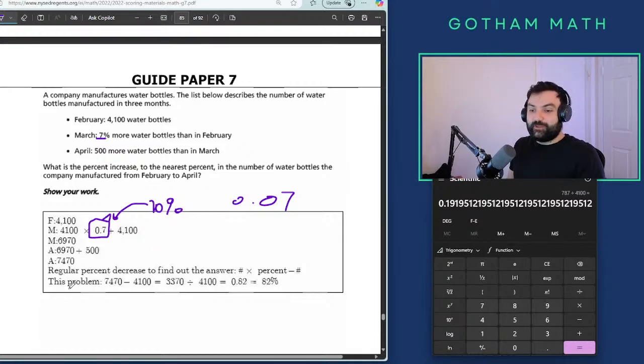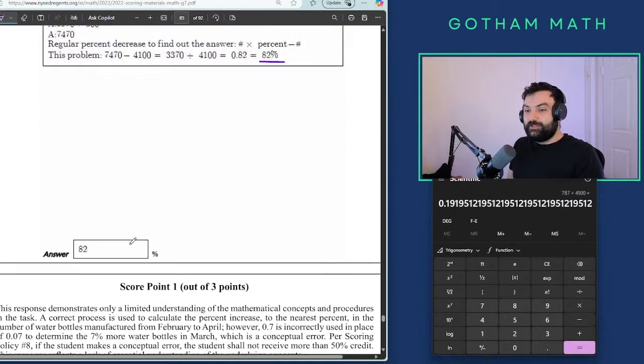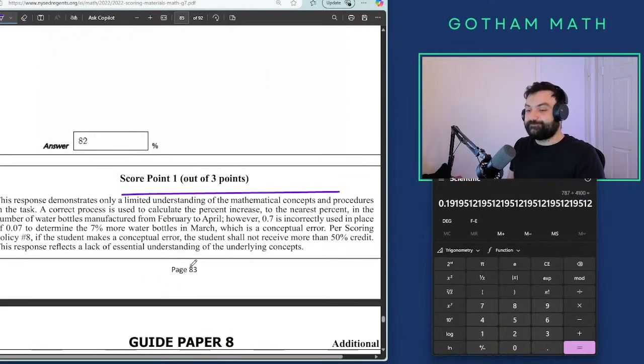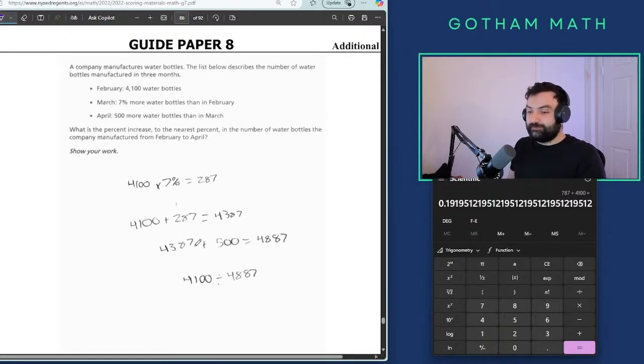Okay, now regular percent decrease to find out the answer. Number times percent minus number. There's the 82. What is it? 82%. Well, if you use the 7, then yeah, 82 would be right. But we didn't use the right one. You get a 1, and it's fair. It's fair, somewhat, but no.